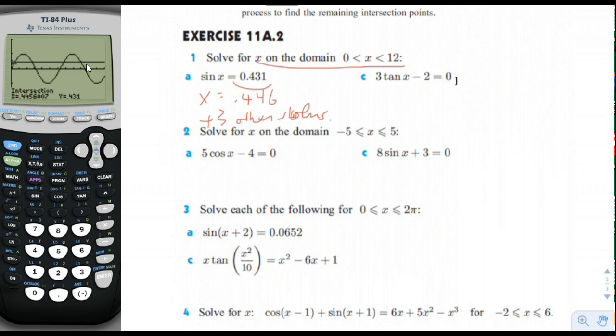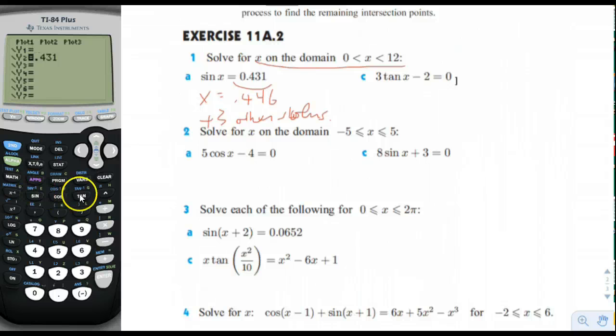Okay? Alright, the next one has 3 tangent of x minus 2 equals 0. So let's put that into y equals. So we're going to clear that out. We're going to put 3 tangent x minus 2. And so the thing is, we're saying, when does that equal 0? And there's a couple ways to do that. One way is to put the function y equals 0 here. The other way is to use the zeros function. So we'll graph it first.